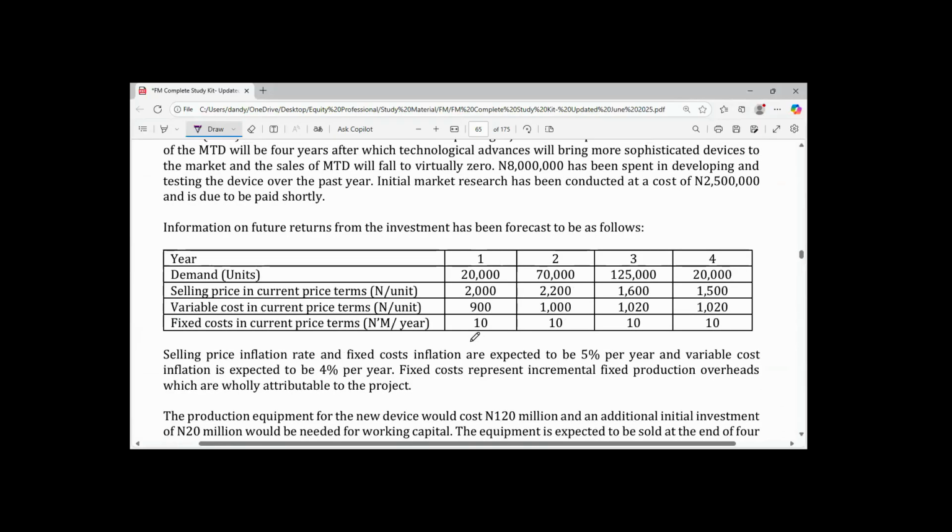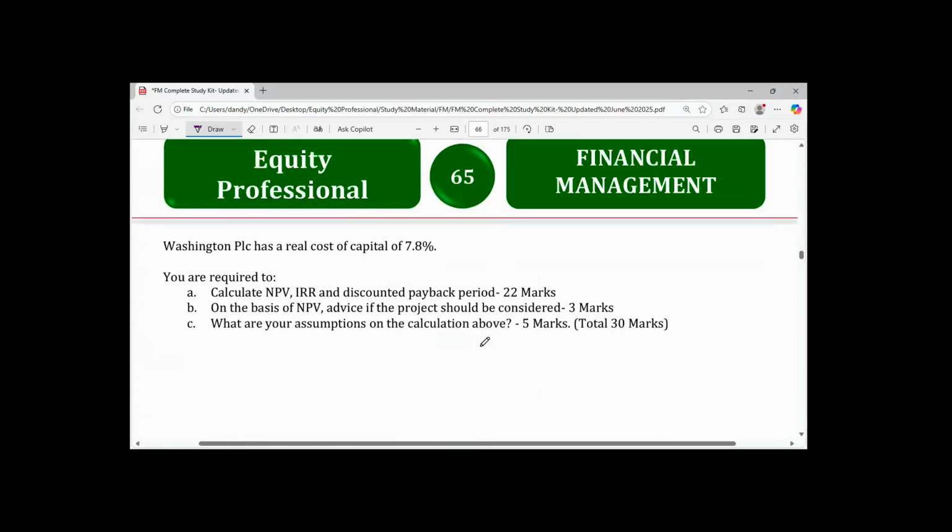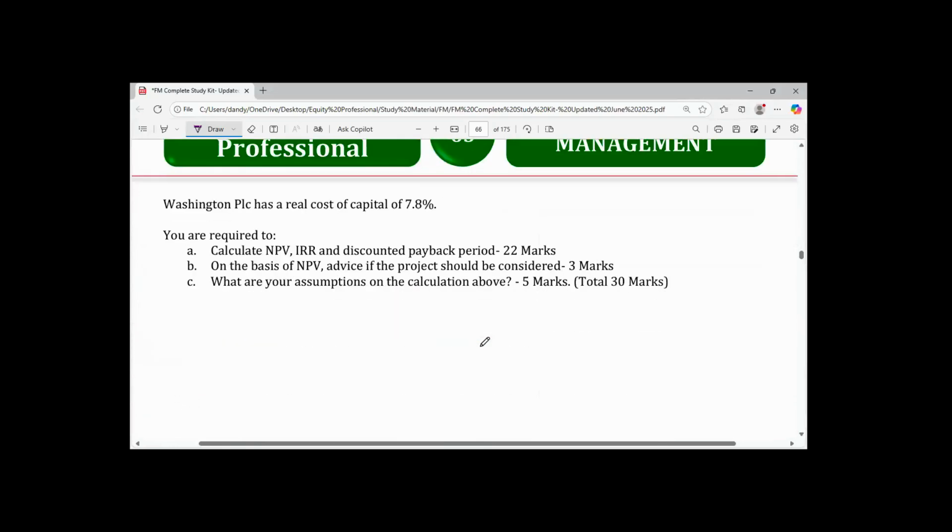So I want to believe all of you have tried your best during the week to go through the last illustration that we did. I think we have completed NPV, so we are left with internal rate of return and then the discounted payback period. So without wasting more time, let's calculate internal rate of return and discounted payback period.